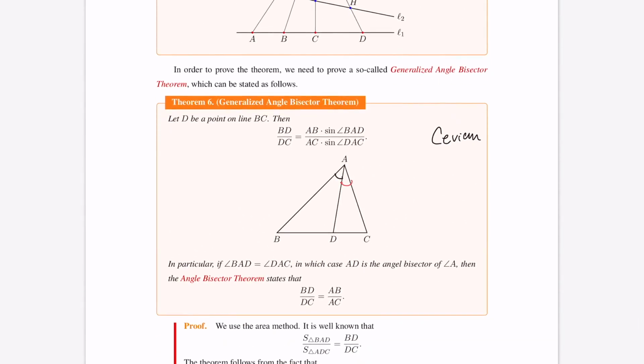All right, so why is this theorem called the generalized angle bisector theorem? Because there's an angle bisector theorem, and that is a special case. If these two angles are the same, so AD is the angle bisector of A, then BD over DC is actually equal to AB over AC. That's called the angle bisector theorem. Using the angle bisector theorem plus Ceva's theorem, you can quickly prove that the three angle bisectors are concurrent.